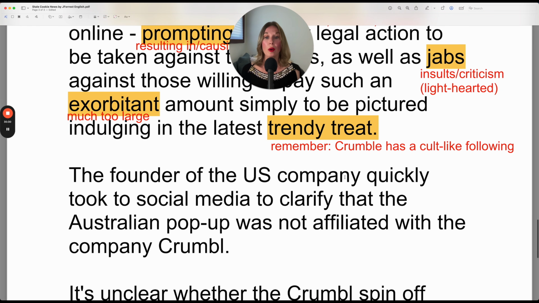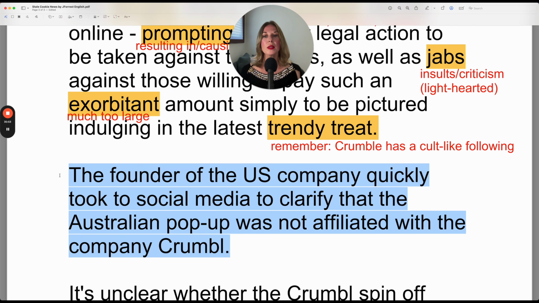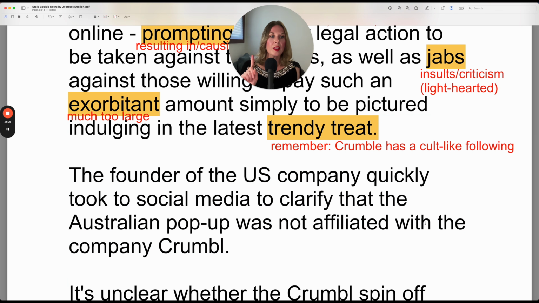The founder of the US company, which US company? The founder of Crumbl, the US company, quickly took to social media to clarify that the Australian pop-up, the temporary store selling these cookies, Crumbl cookies, was not affiliated with the company Crumbl. So this means the company wants everyone to know that they did not give the Australian pop-up permission to go to Hawaii and sell these for $17.50 days later. So not affiliated with means they have no connection to each other.